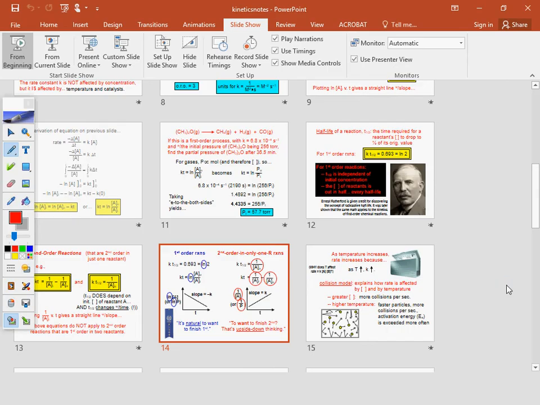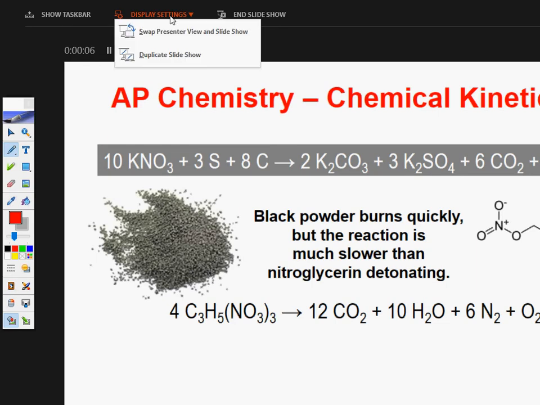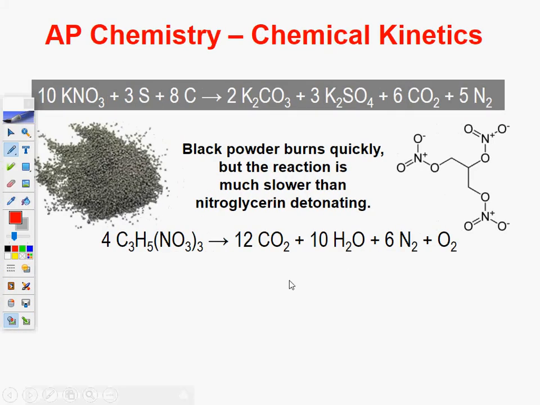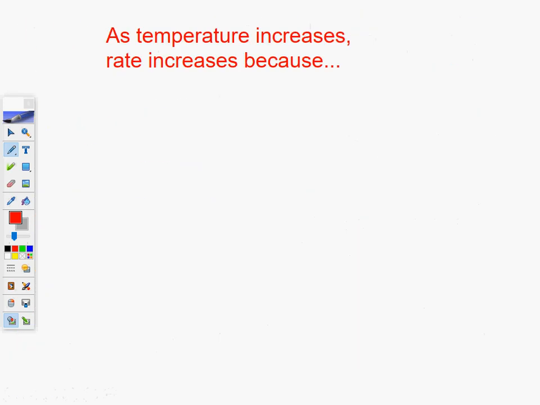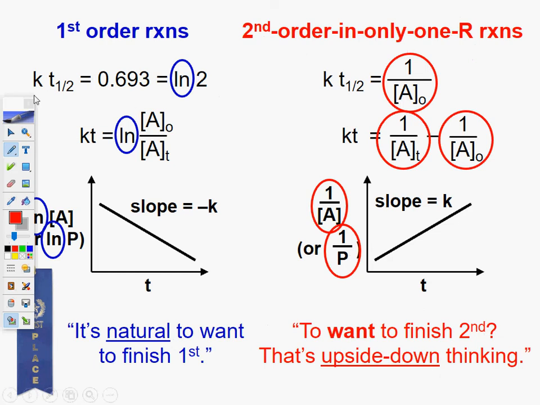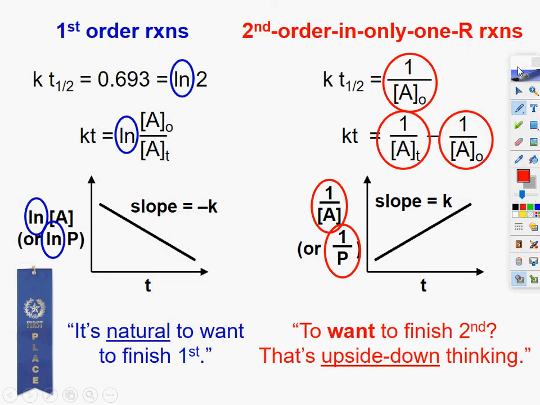All right, so a couple things. We already went over this, but it's good to see. First order reactions, so a couple things that you want to make sure that you make a note of. These things right here that we're looking at. There's where my ln comes into play. It's natural to want to finish first is a little mnemonic for you. Ln of A and of P. To want to finish second, that's upside down thinking.